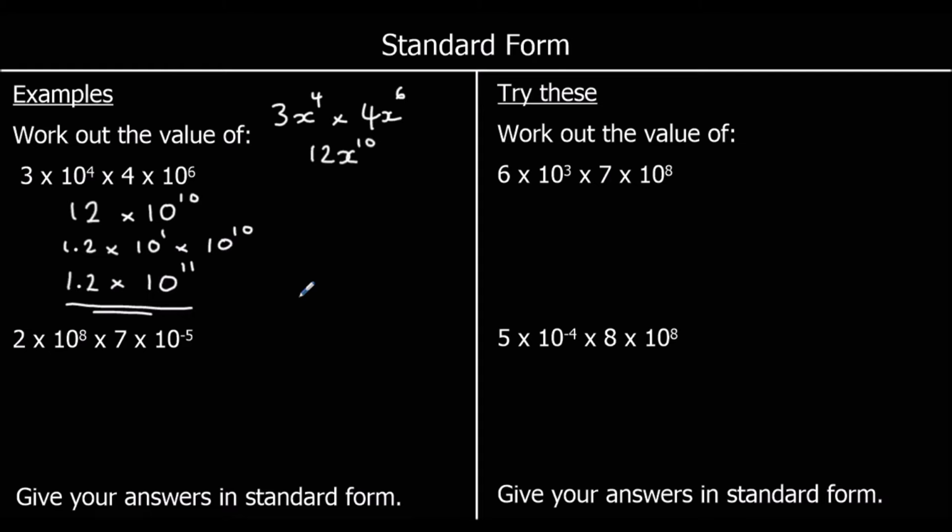Okay, another one here. So I've got 2 times 7 times the numbers together. So 2 times 10 to the power of 8 times 7 times 10 to the power of minus 5. So I've got 2 times 7, which is 14. So times the numbers together and times the 10s together. 10 to the power of 8 times 10 to the power of minus 5. When we multiply, we add the powers. 8 plus minus 5, or 8 minus 5, that's 3.